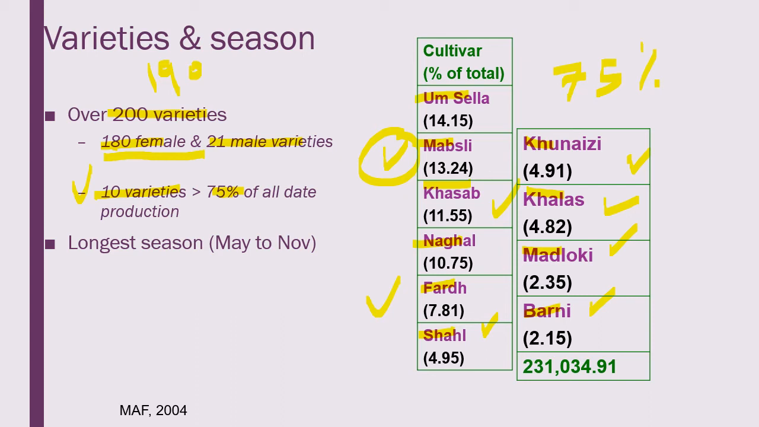The good thing in Oman is it has a long season. We start harvesting dates in May. We can continue. Usually Nagal is the first one, and the last one is usually Khasab and also Hilali. It stays all the way to November.